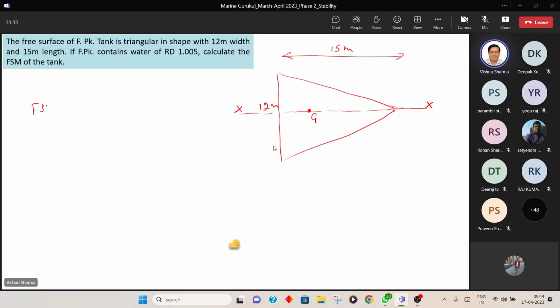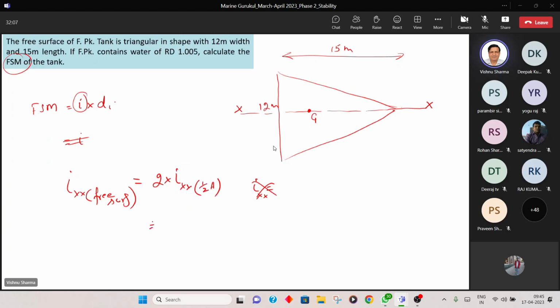So FSM will be equal to I into density. How can I get I? Can you tell me how do I get I in this case? So for I about the triangles, XX. Let me write like the way we have been writing. I XX of the free surface will be equal to twice into I XX of half of the area. Correct, guys? This will be equal to 2 into, tell me, what do I cube and what do I multiply? I don't want to give you any hint. You are already on top of it.